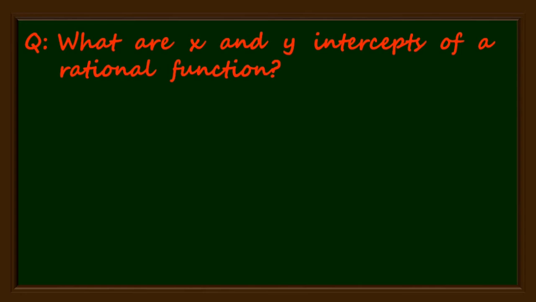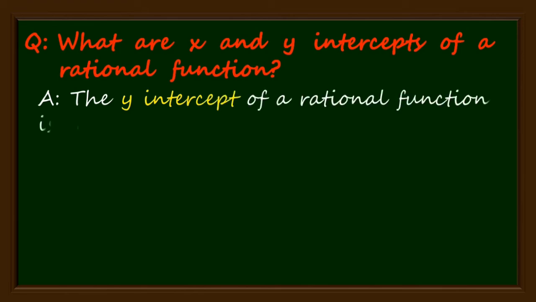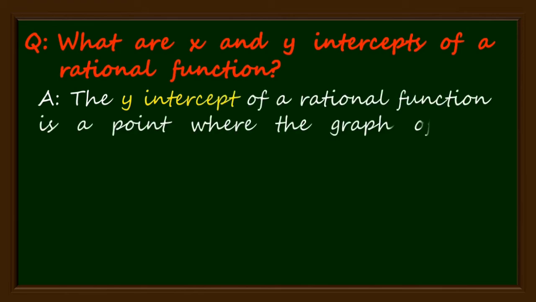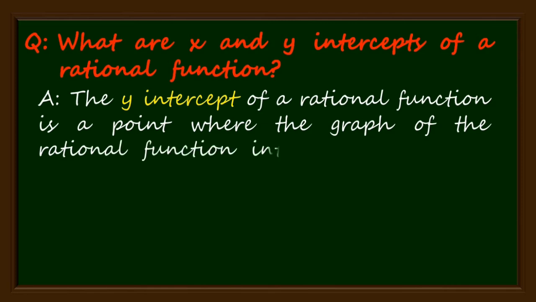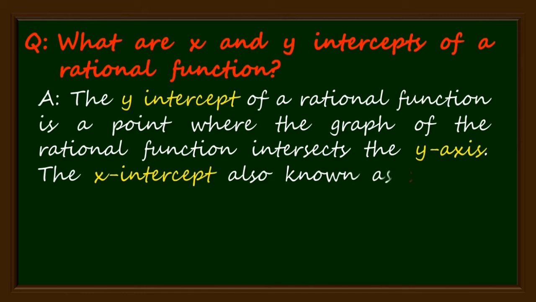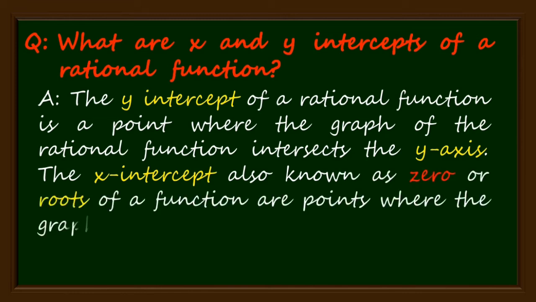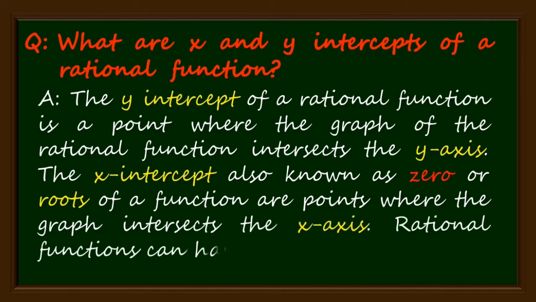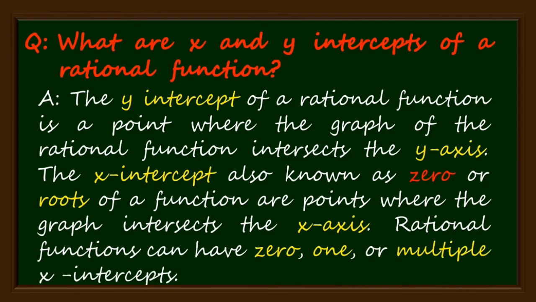What are the x and y-intercepts of a rational function? The y-intercept of a rational function is a point where the graph of the rational function intersects the y-axis. The x-intercept, also known as the zeros or roots of a function, are points where the graph intersects the x-axis. Rational functions can have 0, 1, or multiple x-intercepts.